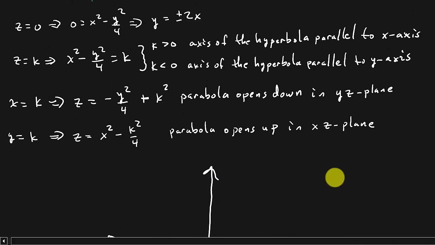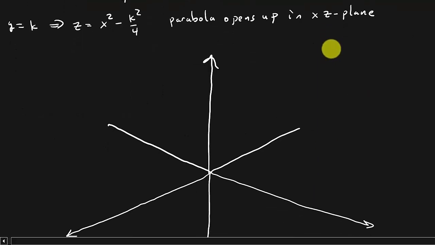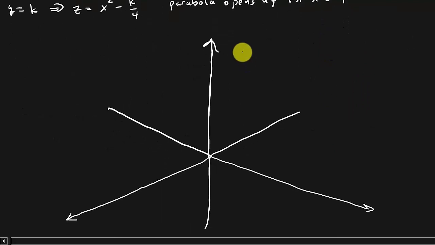All right, so let's look at this. We've got the axis of the hyperbola is parallel to the x-axis, and the axis of the hyperbola is parallel to the y-axis. All right, so it's going to be something like this, and then we'll have one over here. See how the axis is parallel to the x-axis, and then we're going to have one where the axis is parallel to the y-axis.